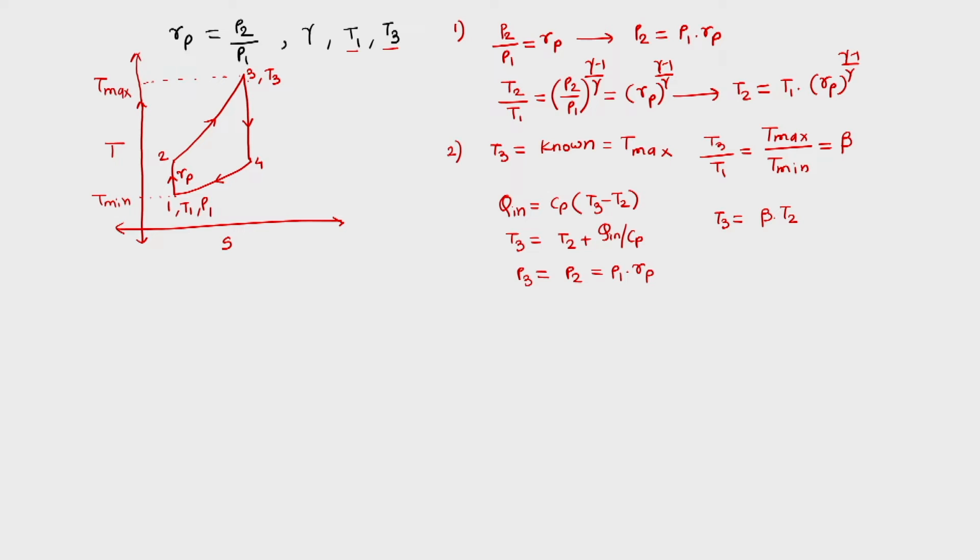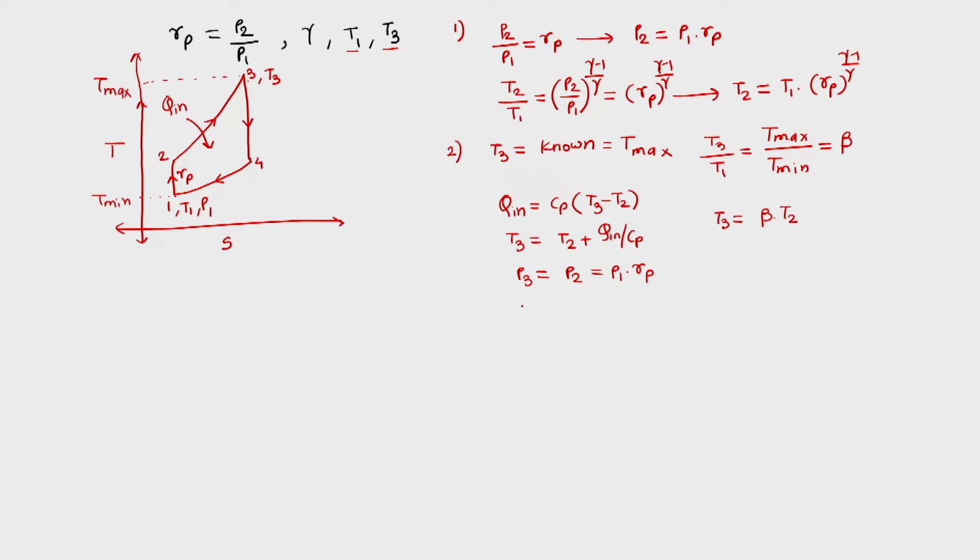One more point to think over here: how to find Qin if it is not given to us. Qin is the amount of heat added in the process of combustion. Combustion is done between the fuel which we are going to add and the air which we are supplying at the inlet to the combustion chamber. So there is one thing called QCV, the calorific value of the fuel. It is the amount of energy liberated if we burn 1 kg of fuel, so it is given in kilojoule per kg.